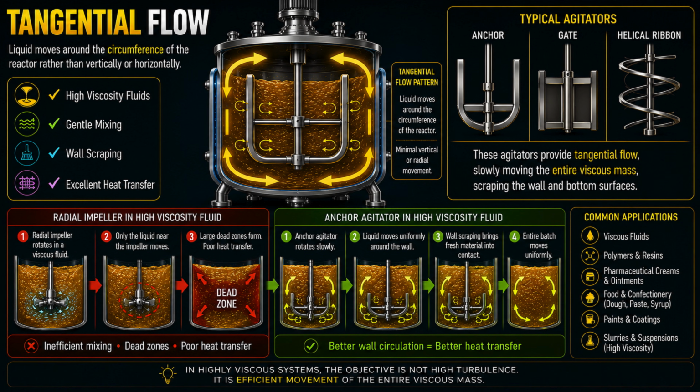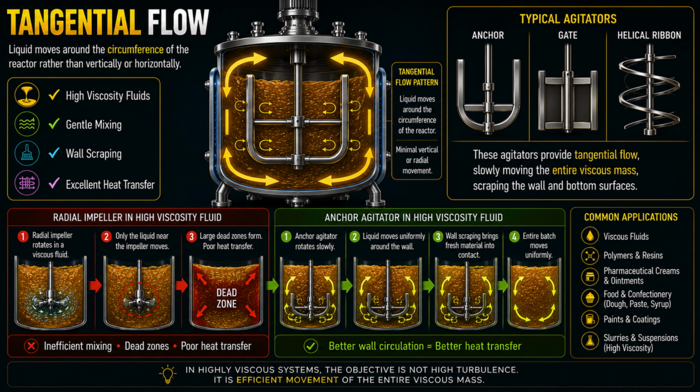The third type is tangential flow. Here, the liquid primarily moves around the circumference of the reactor rather than vertically or horizontally. At first glance, this may appear to provide weaker mixing. But for highly viscous materials, it's exactly what's needed. Think of mixing honey, toothpaste, resin, or pharmaceutical creams. These materials don't flow like water. If a high-speed turbine is used, only the liquid near the impeller moves, while the rest remains almost stationary. This creates dead zones and poor heat transfer.